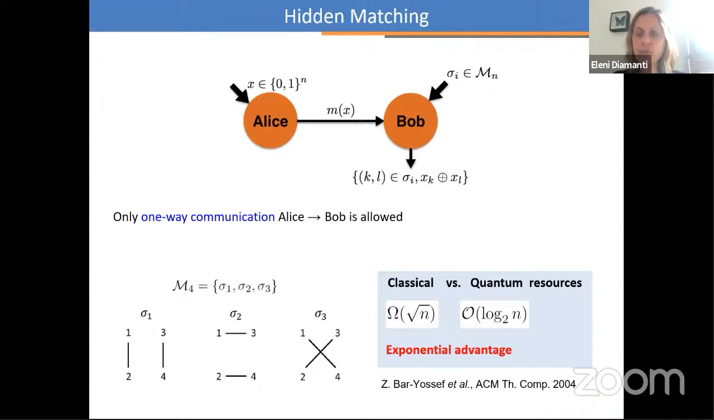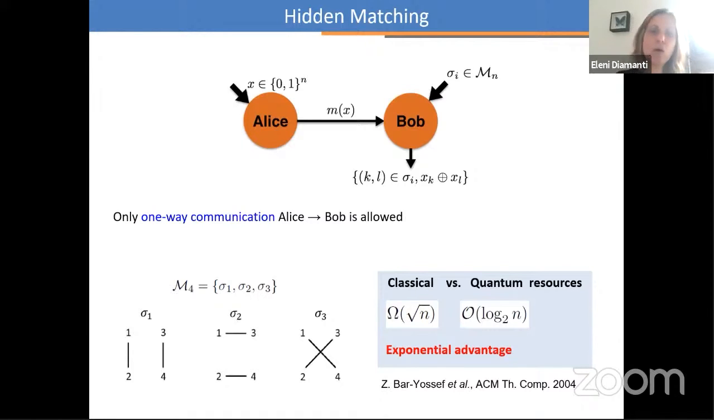We have Alice and Bob. Each one of them, as we said, has an input. Alice's input is a string, a bit string. She sends a message to Bob, and Bob has as an input what is called a tuple, a matching. This is why this is called a matching.